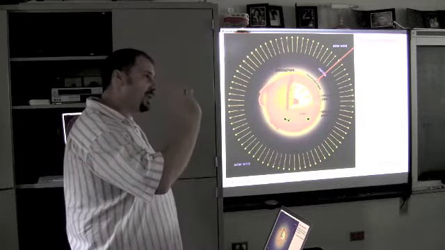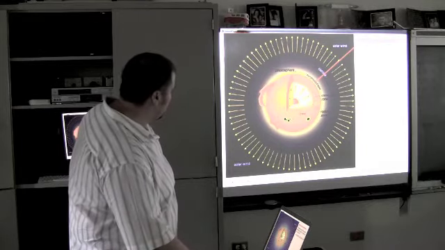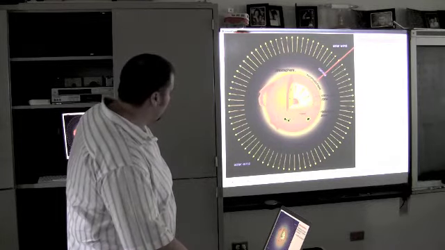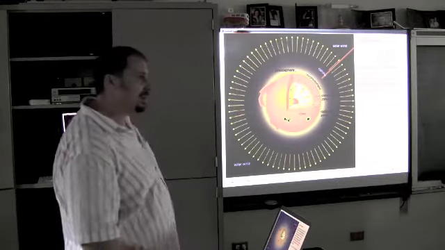It's a very narrow layer. Okay? It extends only a few thousand kilometers. And then above the chromosphere, you end up in the corona.